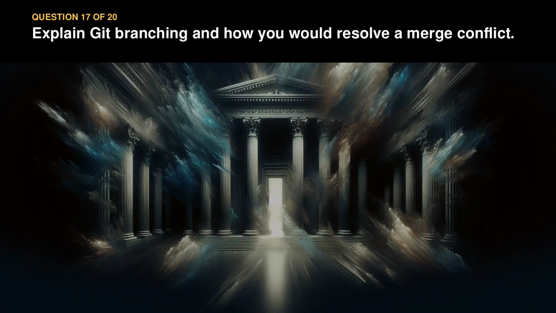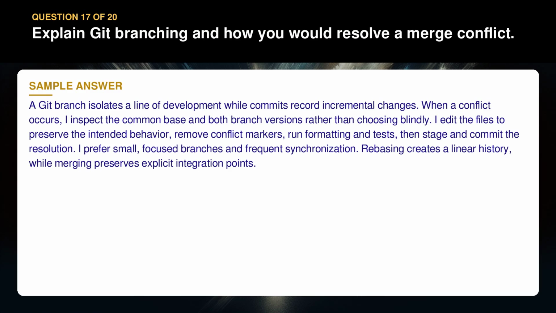Question 17. Explain Git branching and how you would resolve a merge conflict. A Git branch isolates a line of development while commits record incremental changes. When a conflict occurs, I inspect the common base and both branch versions rather than choosing blindly. I edit the files to preserve the intended behavior, remove conflict markers, run formatting and tests, then stage and commit the resolution. I prefer small, focused branches and frequent synchronization. Rebasing creates a linear history, while merging preserves explicit integration points.